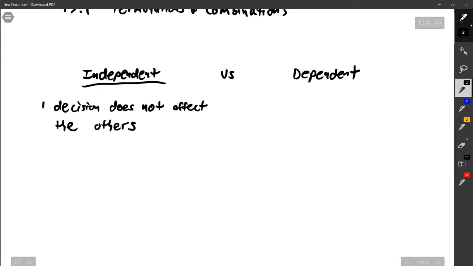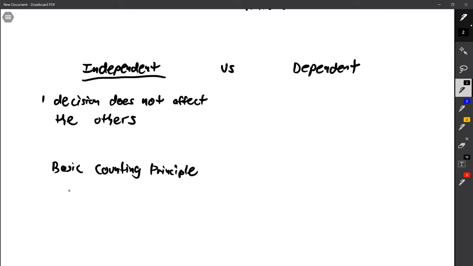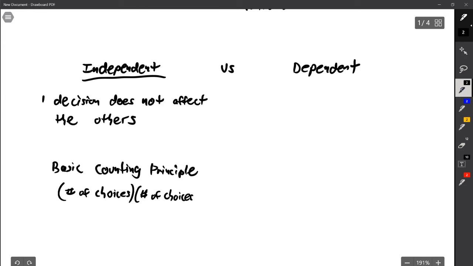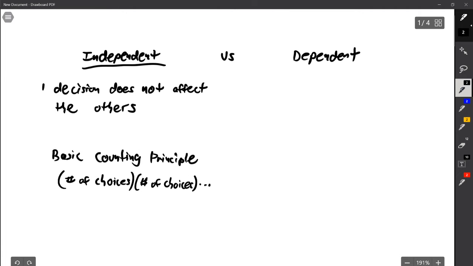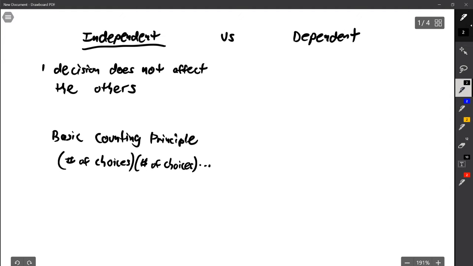Okay? So when that's the case, what we use is what's called the basic counting principle. And how that works is this: number of choices times number of choices, etc. However many choices there are, you just multiply the number of choices to get the total number of possible outcomes. So an example there might look like this.